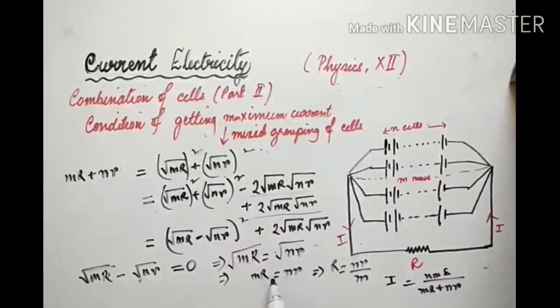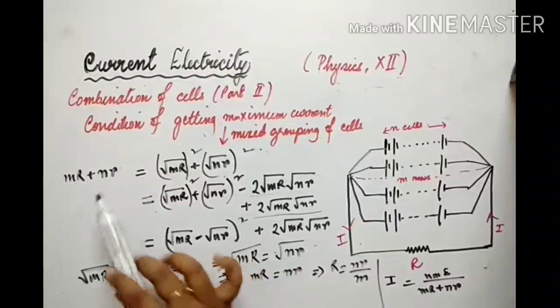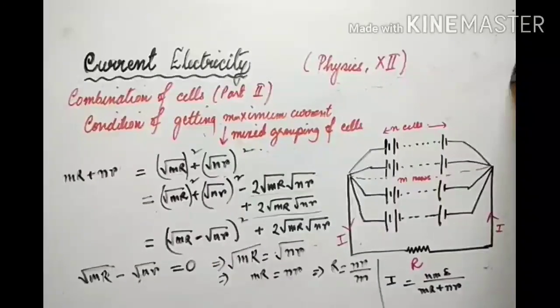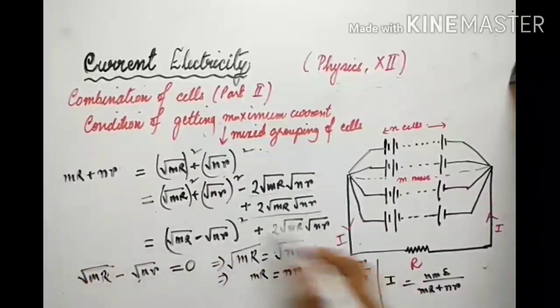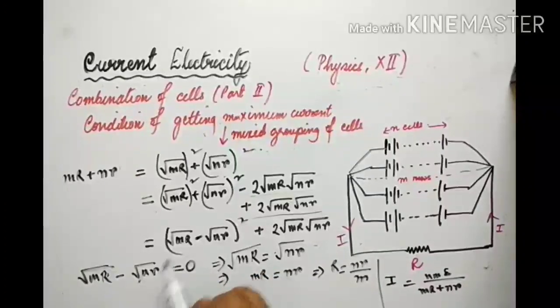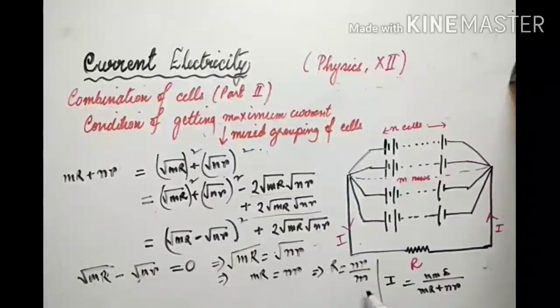So when the external resistance is nr by m, then this term will be minimum. This is always positive, so its minimum value is 0. So we see that in order to get this as minimum, this term should also be minimum. What will be the minimum value of this? We will get the minimum value of this term only when R equals nr by m.